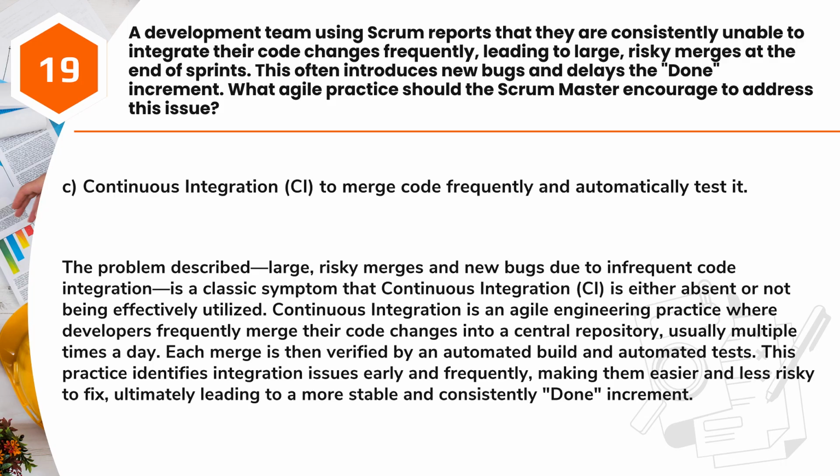Continuous integration is an Agile engineering practice where developers frequently merge their code changes into a central repository, usually multiple times a day. Each merge is then verified by an automated build and automated tests. This practice identifies integration issues early and frequently, making them easier and less risky to fix, ultimately leading to a more stable and consistently done increment.